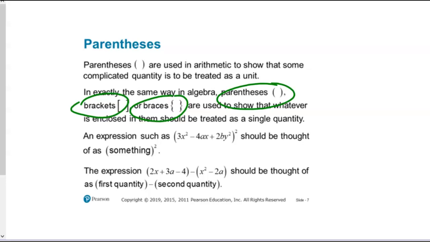as parentheses. So when we're looking at an expression like what's on here, 3x squared minus 4ax plus 2by squared, all to the second power, that should be thought of as an expression, and the expression is in here, and the expression means that there is something and then squared. So that way we will do everything inside the parentheses first, and the expression is all those algebraic letters and numbers.